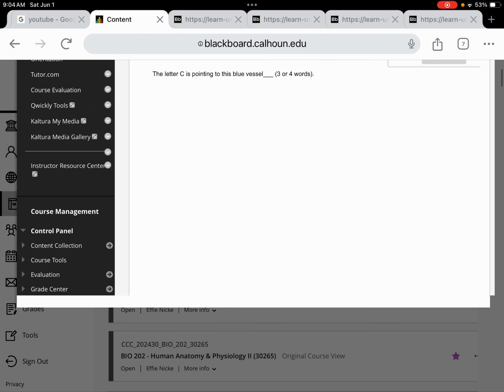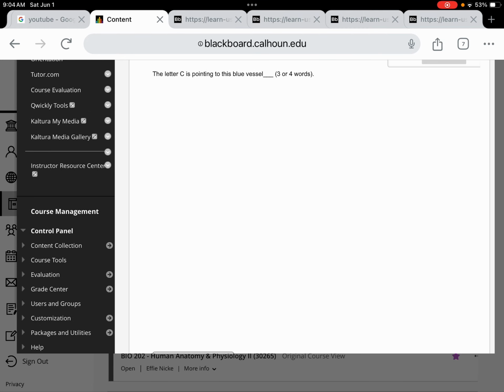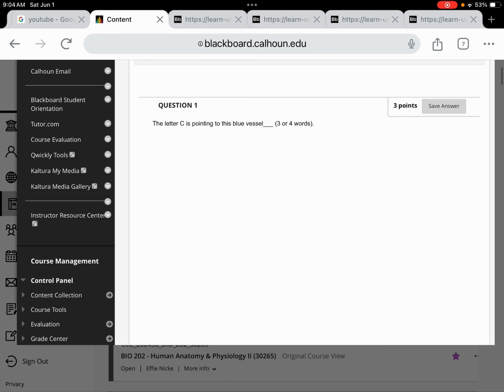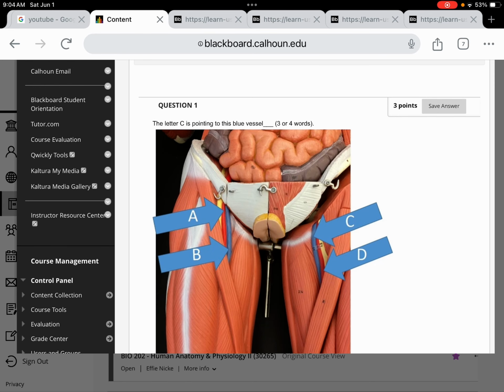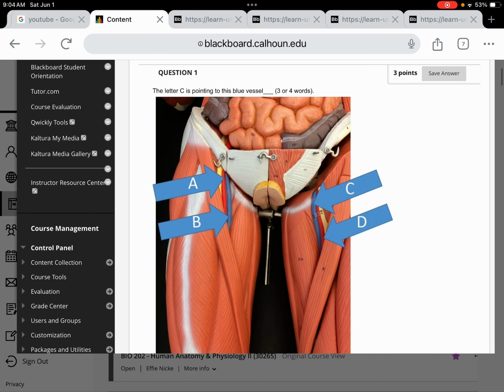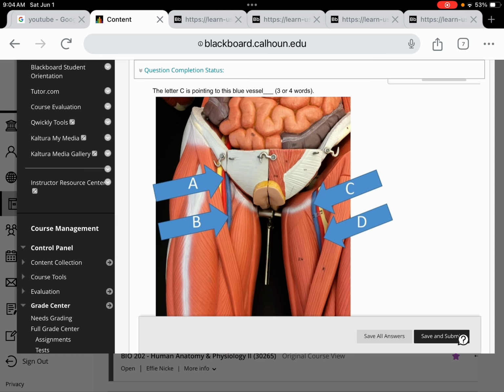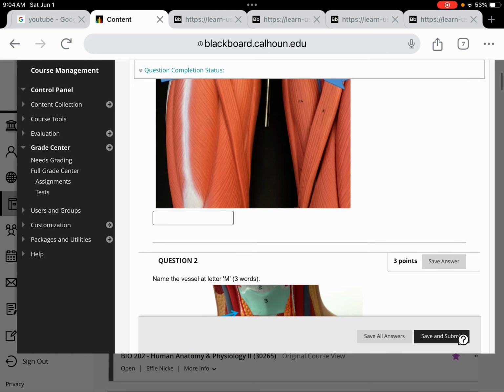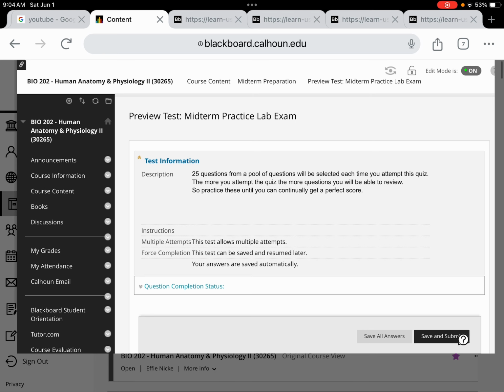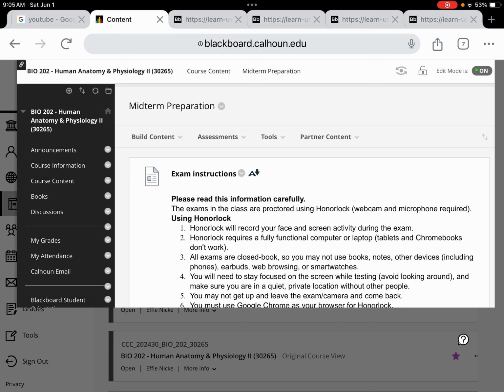So it's going to give you an image, and it's going to have a letter pointing to it. I was kind of afraid with my internet the way that it's being. Oh, yay. Okay. So letter C, it's pointing to this blue vessel. Tell me what it is, right? And so then you'll type that into the box. You can take this quiz over and over and over again. The students that take these quizzes over and over again do really well, right?